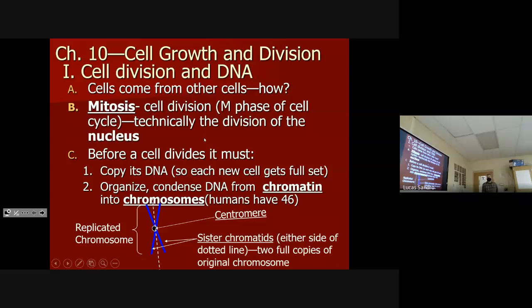And we're going to take that nucleus and mess with it so that we divide it, make two nuclei. Then we'll divide the cell.